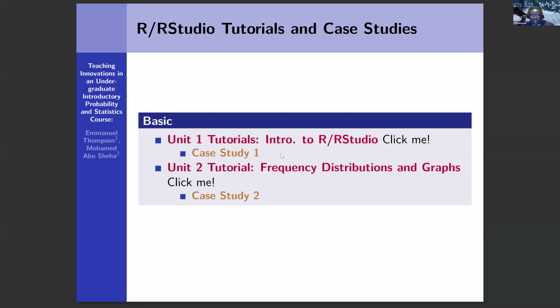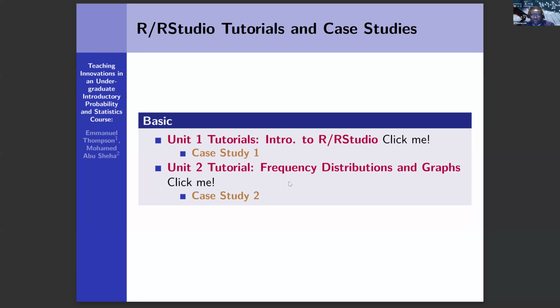So I won't delve into that now because of scarcity of time. I will finish everything, and when there is time, I will show you the actual tutorials. They are hosted on a different website. So that's unit 1. And then for the unit 2 tutorial, we take them through frequency distributions and graphs.